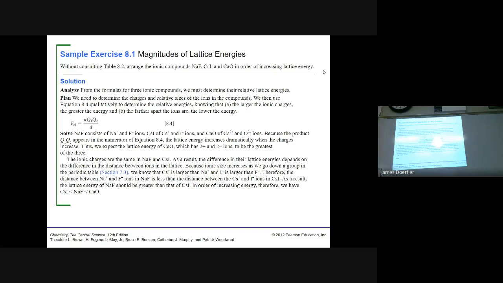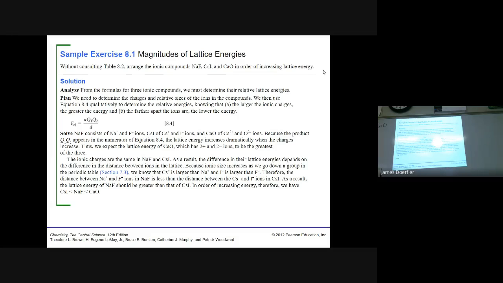So let's look at the question here. Now it might be a little difficult to see. There's a lot going on here. So we have the two formulas, sodium fluoride, cesium iodide, and calcium oxide.